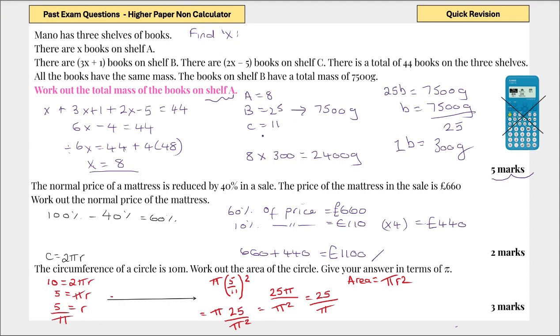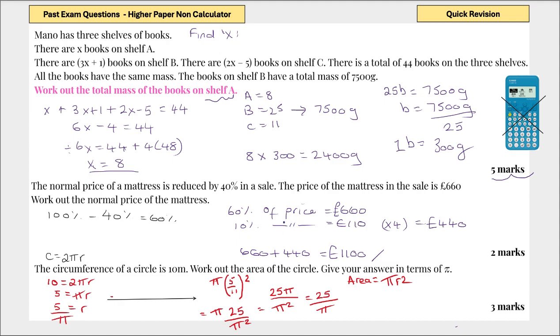So the other 2 are written in for me. I did them earlier. So the normal price of a mattress is reduced by 40% in the sale. So I've reduced, which is subtract 100%, because that was what was there originally, minus 40% gives us 60%. The price of the mattress in the sale is £660. So it's asking us the normal price of the mattress before the sale. So we've got 60% of the price, £660, okay?